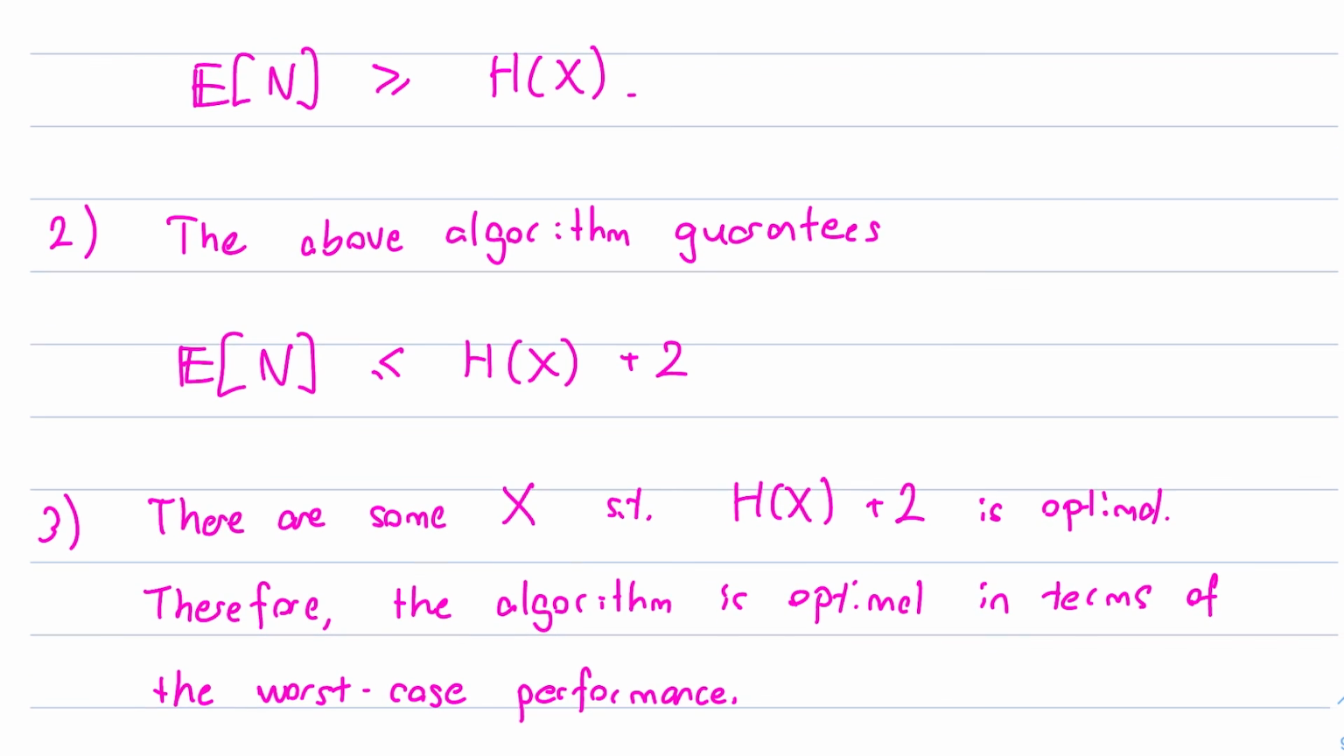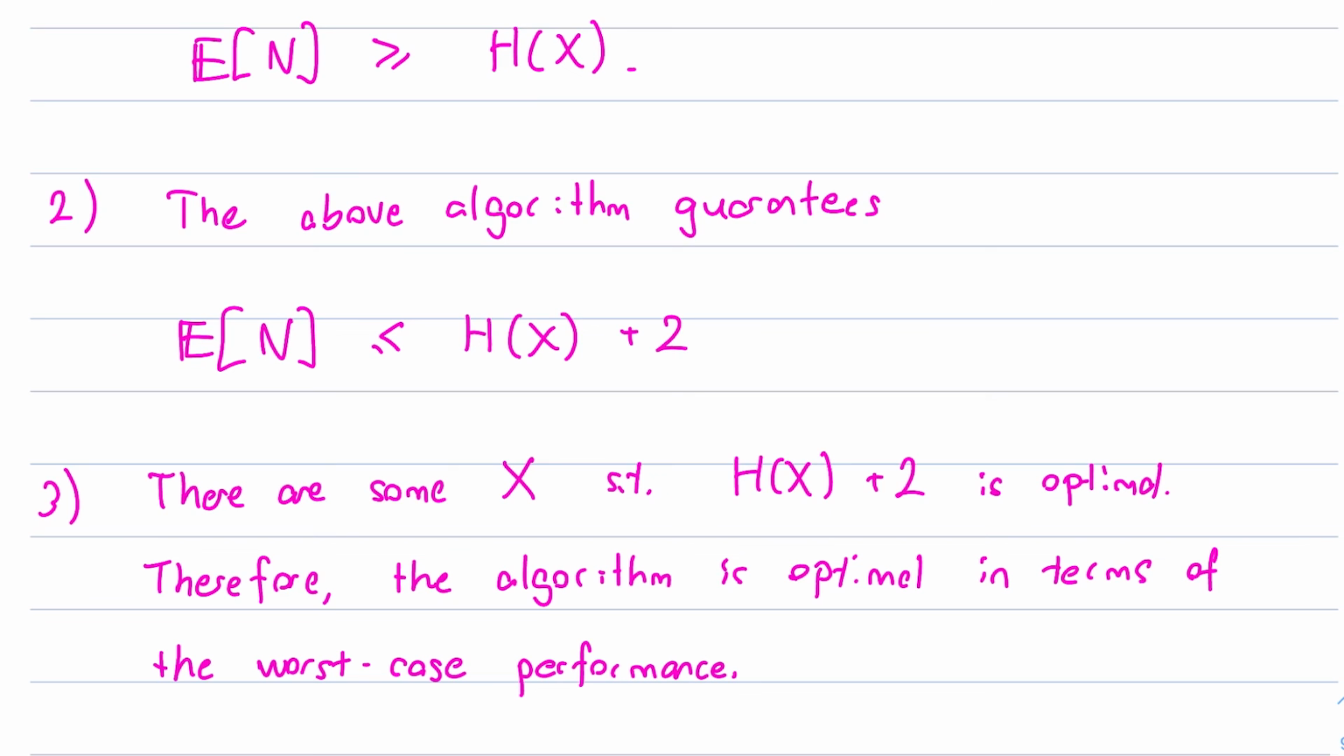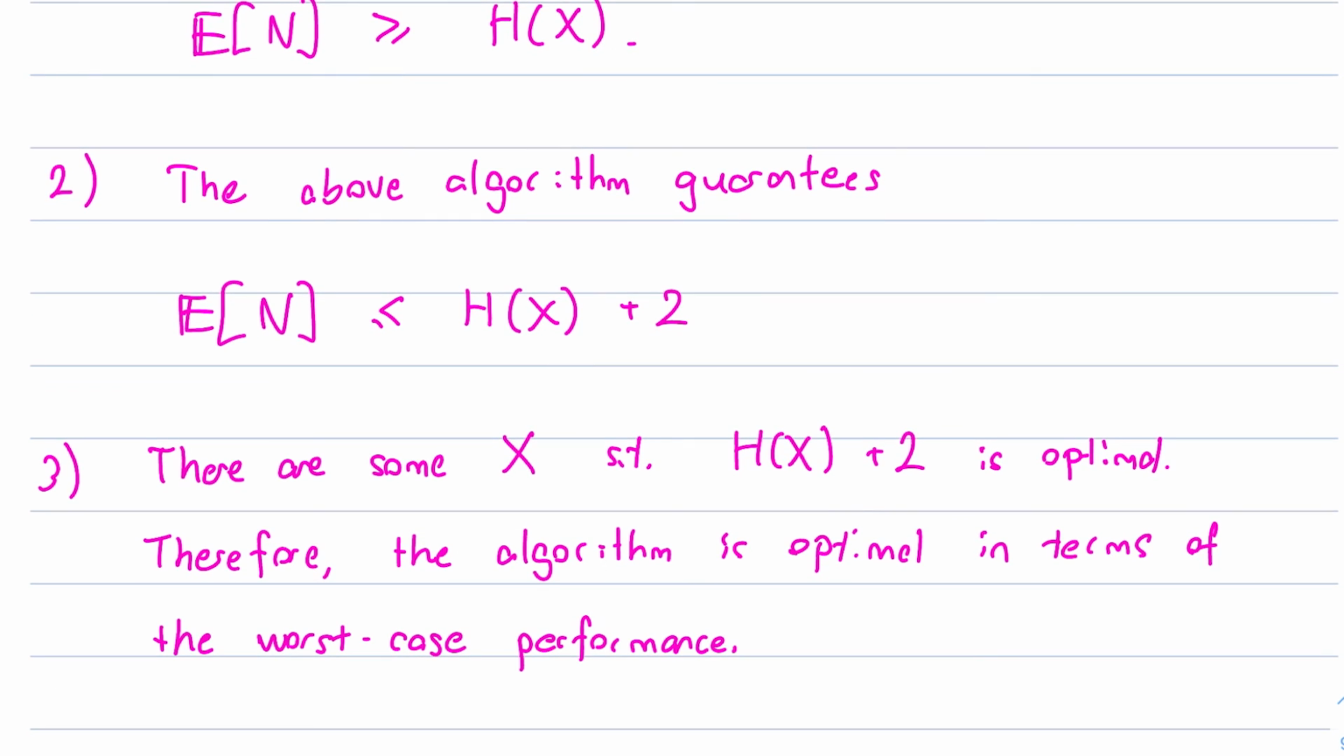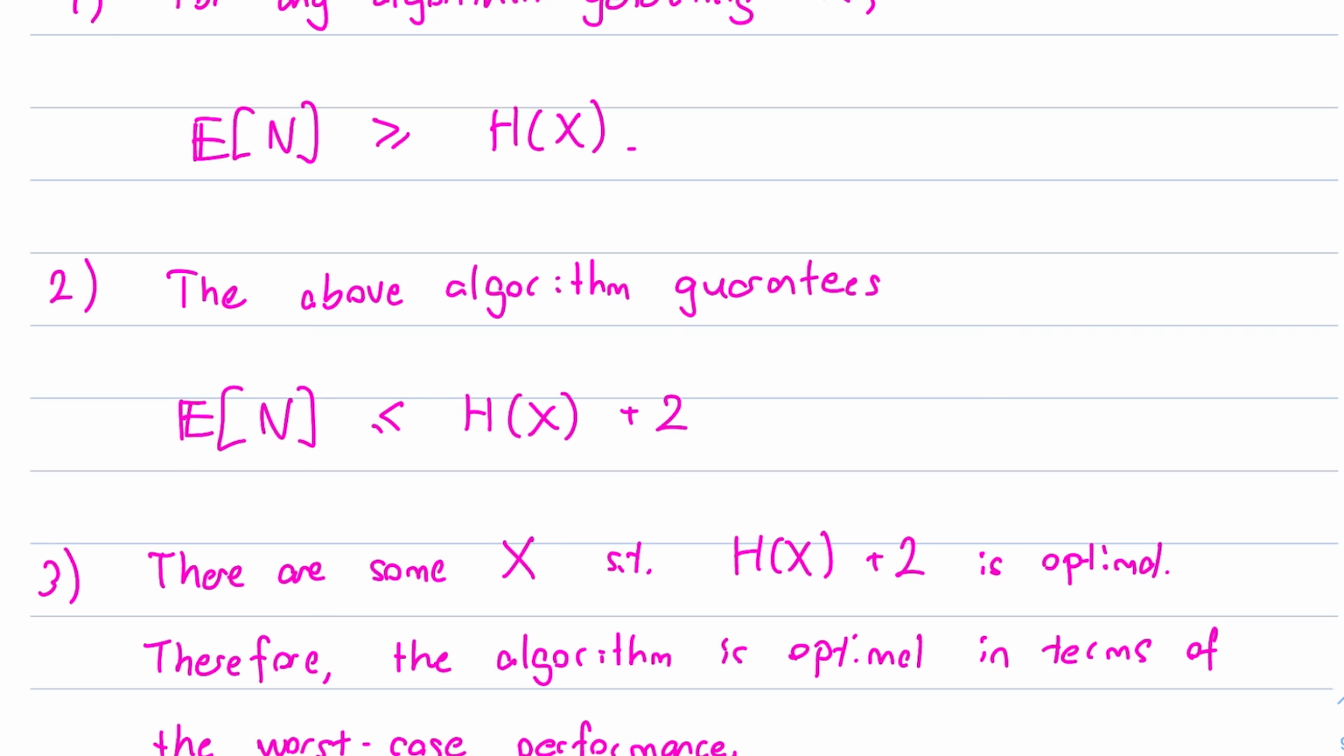And thirdly, they also show something stronger: there are some random variables X for which H of X plus 2 is optimal. Therefore, this algorithm is optimal in terms of the worst case performance. We cannot find any better upper bound that applies to general random variables.